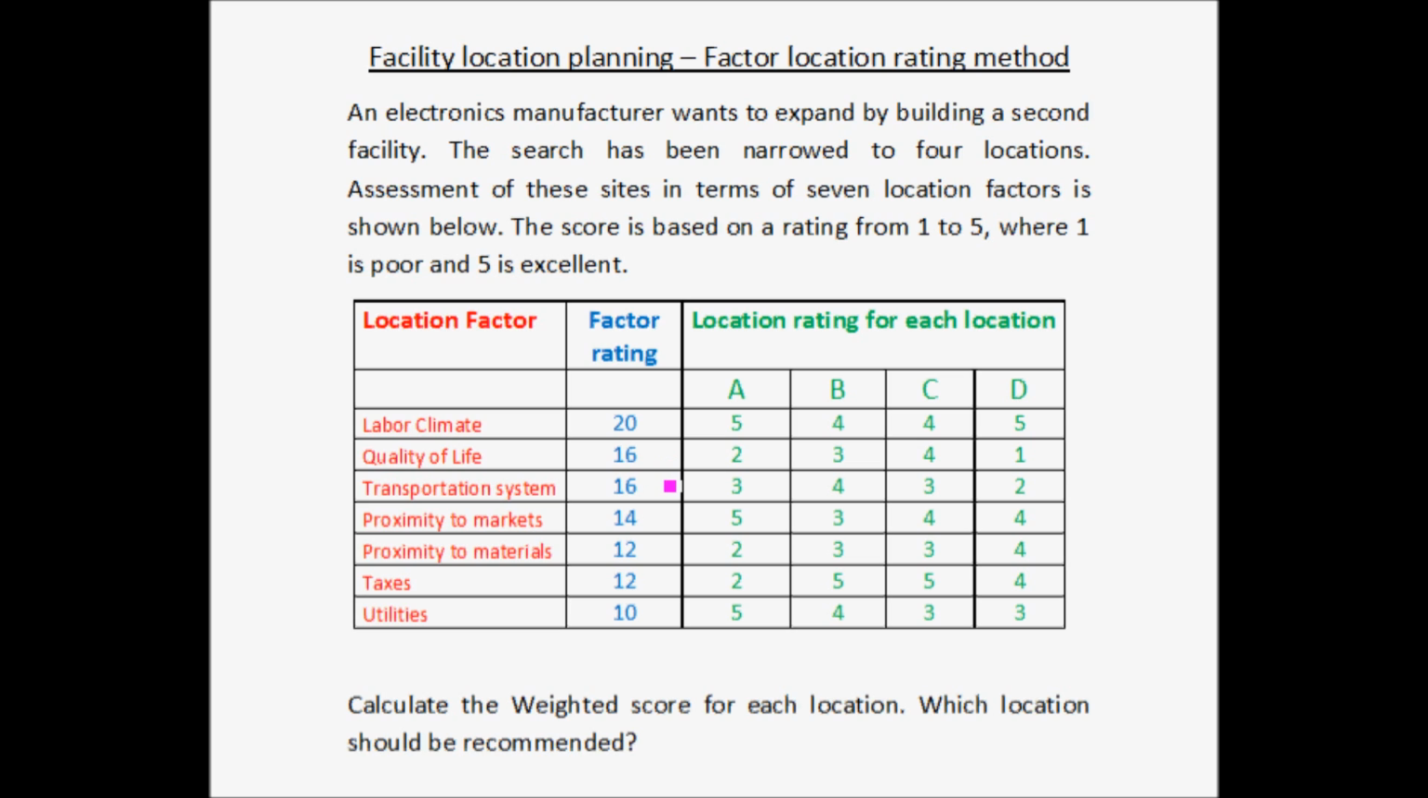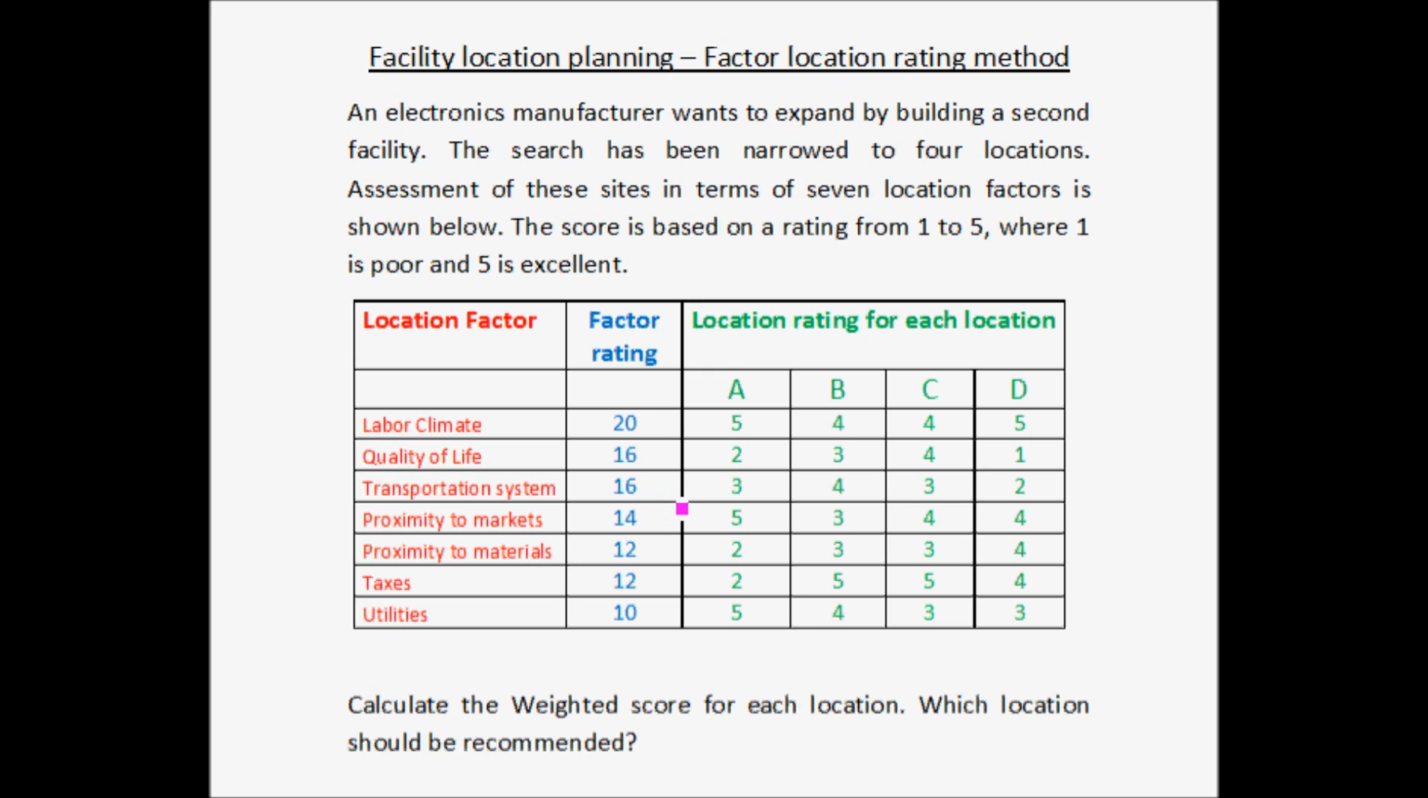Quality of life and transportation system have a weightage of 16 each. Proximity to markets has a weightage of 14. Proximity to materials and taxes have a weightage of 12 each, while utilities has a weightage of 10. So the weightage is given such that the total is 100.